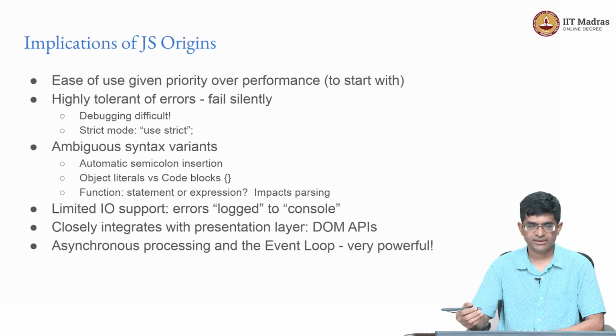So like I said, there are certain implications of the origins of JavaScript, right? And the primary one was that ease of use was given priority over performance, right? Which meant that it may not always have been the fastest language to start with. This is interesting because today, with all the optimizations that people have spent time on, the engines present in modern browsers like Chrome are actually very good, right? Which means that now you actually get fairly good performance out of JavaScript.